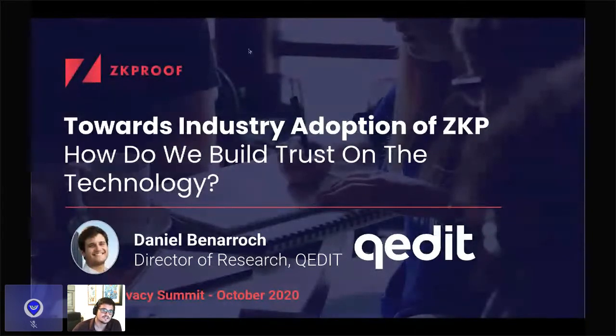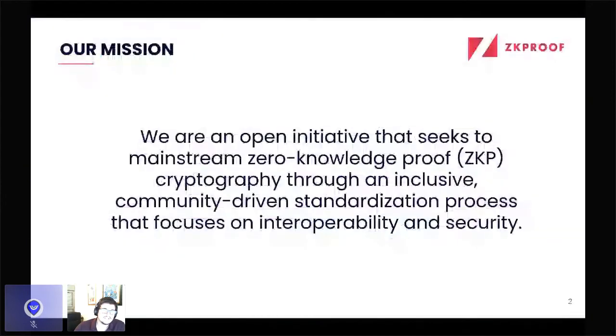So let's just start with the basics. Our mission at ZKProof is really the following. We are an open initiative that seeks to mainstream zero-knowledge proofs through an inclusive, community-driven standardization process. What that means is essentially that we have a community that drives the decision-making of the effort, and it focuses on interoperability and security, which are the two most important components of a standard for cryptography and software, right?